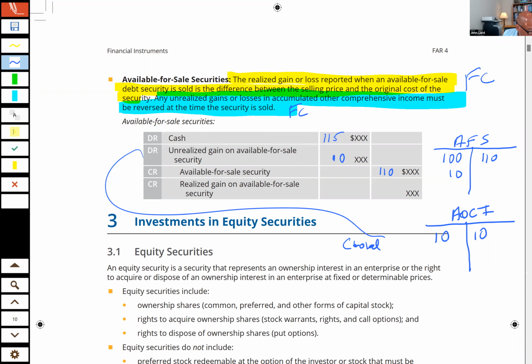And now I'm going to credit realized gain for 15. And that is going to be reported on the income statement, right? Thus, that statement that I had you flashcard up there is correct. The amount that gets reported as a realized gain is the difference between the original cost of the security and what you ultimately sold it for, isn't it? Because I'm finally able to take those amounts out of other comprehensive income and put them into net income.